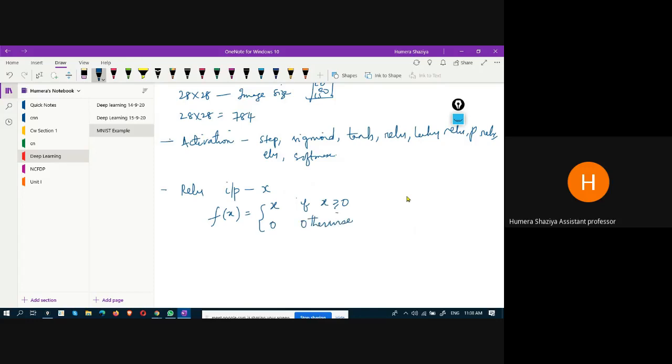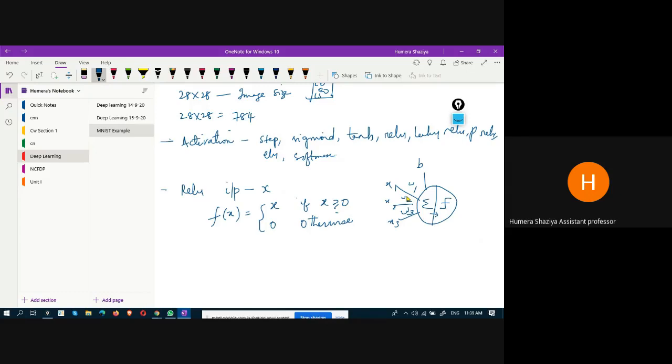What is x? x is the input value that is given to our ReLU unit. In our node, we have a ReLU unit here, and we have a summation function here. After performing the summation of inputs with the weights, these are inputs and these are weights, and this is the bias, you give the value to ReLU, the activation function.